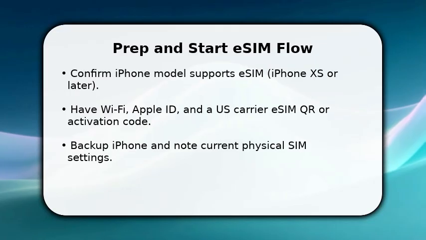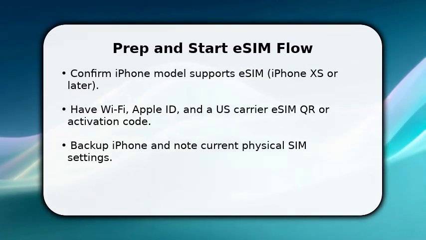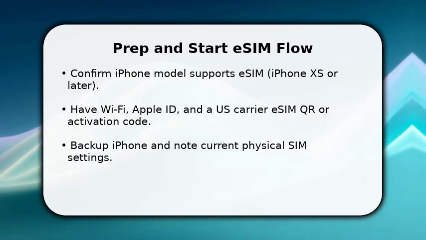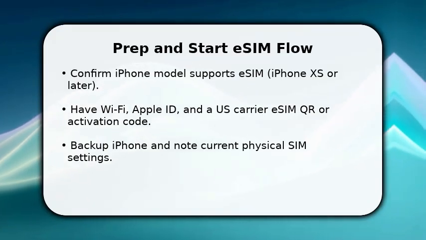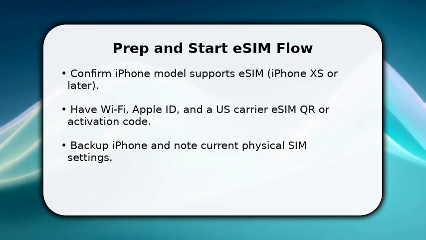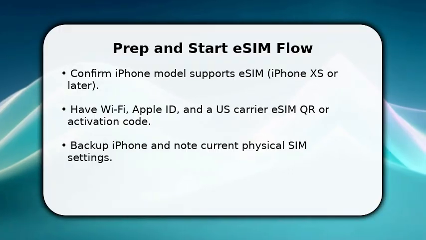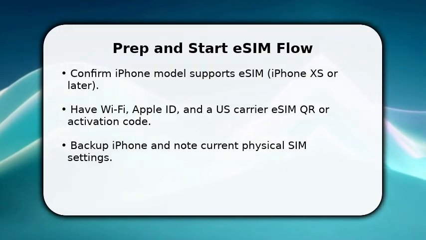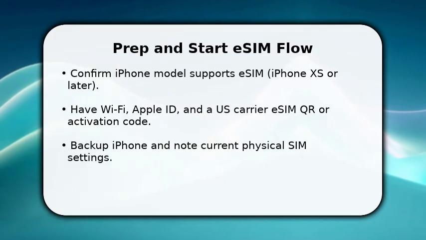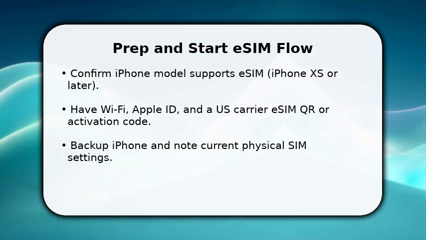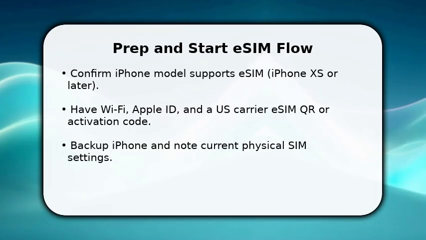You start by confirming your iPhone supports eSIM and signing into your Apple ID. This links carrier activations to your device. Once done, connect to stable Wi-Fi because the eSIM profile often downloads from the carrier online. Make sure you've saved the QR or activation code from the US carrier and backed up settings. This prevents losing a primary number.